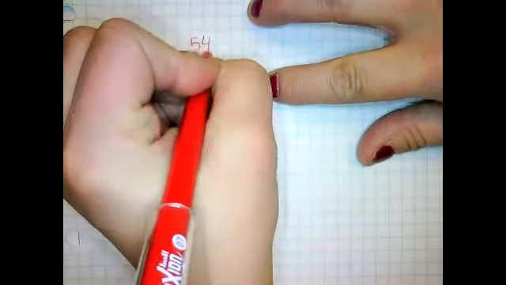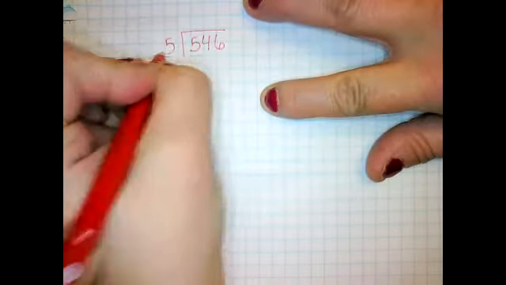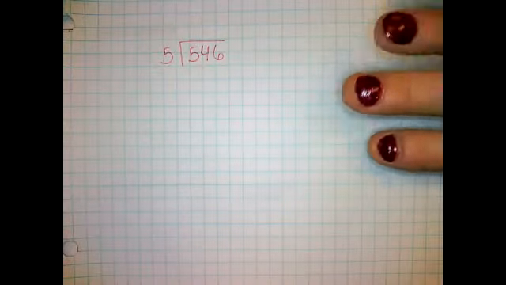Good morning, Algebra 2. Today we are going to start with a problem. We are going to do 546 divided by 5. And you're not going to use your calculators for this. And I want an exact remainder in fraction form. Okay, so this is long division.